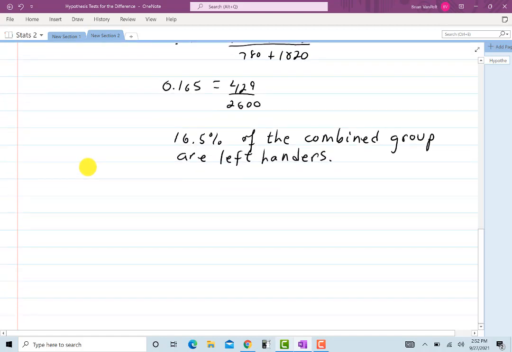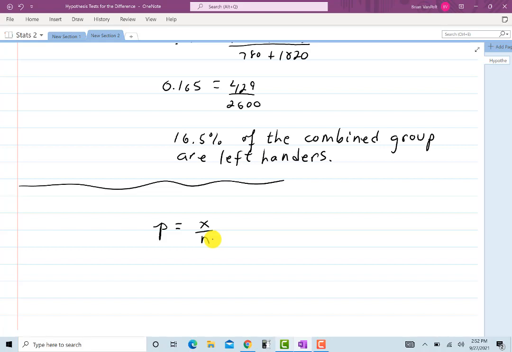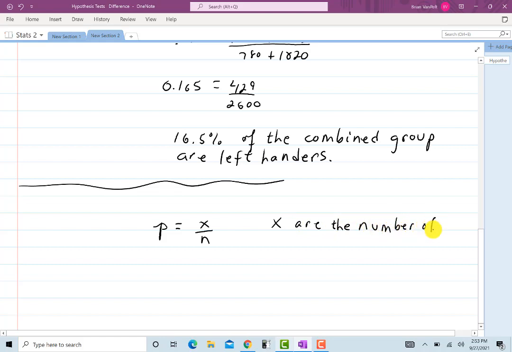A proportion in general, any kind of proportion, takes this form: P equals X over N. X are those people with a characteristic that you're interested in, and N is the total number of people. P, of course, will be a percentage or a decimal of some kind almost always. So X is the number of items that have a certain property that is being studied.